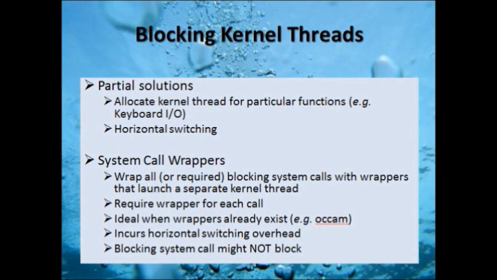Partial solutions: allocate kernel threads for particular functions, for example keyboard, input-output, and horizontal switching. System call wrappers: wrap all blocking system calls with wrappers that launch a separate kernel thread. This requires a wrapper for each call and is ideal when wrappers already exist. It incurs horizontal switching overhead, and a blocking system call might not block.